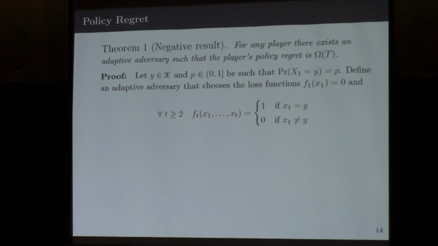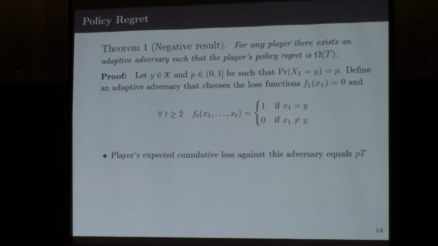And the construction, as Sanjeev alluded to, is very simple. We assume that there is some action y in the action set which is pulled at the first round with some non-zero probability p. Then we can consider the following adaptive adversary that chooses the first loss function as 0, but every subsequent loss is 1 if the first pulled arm was y, and 0 otherwise. So it's unforgiving. If you pull y at the first round, it's just going to punish you forever.